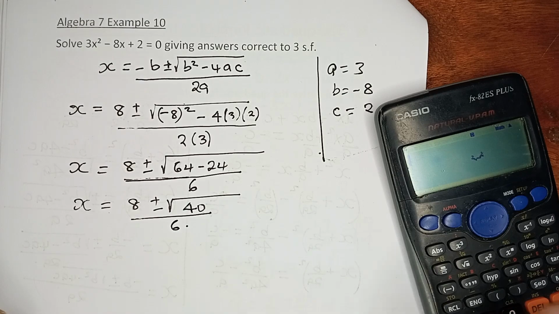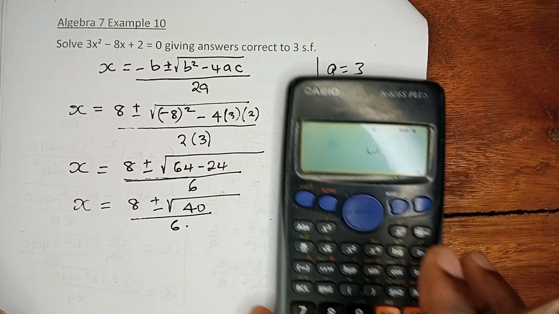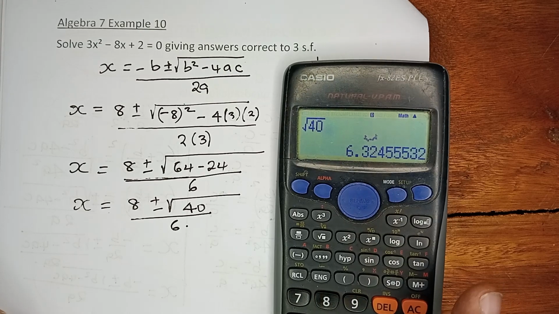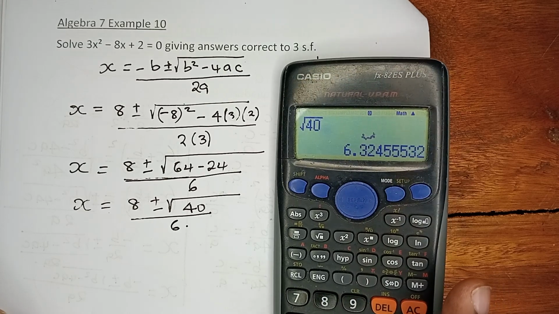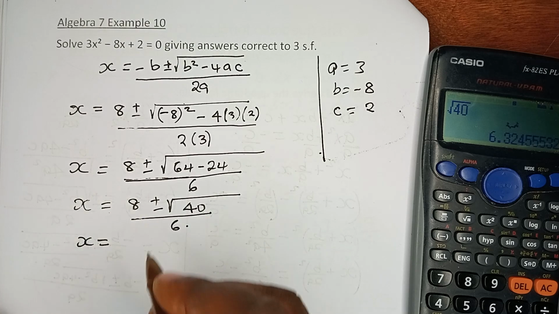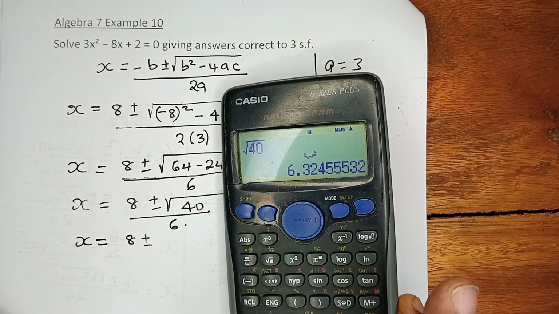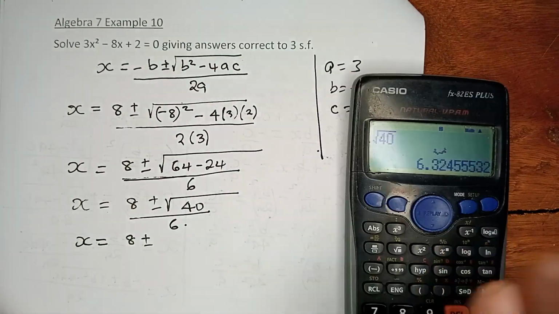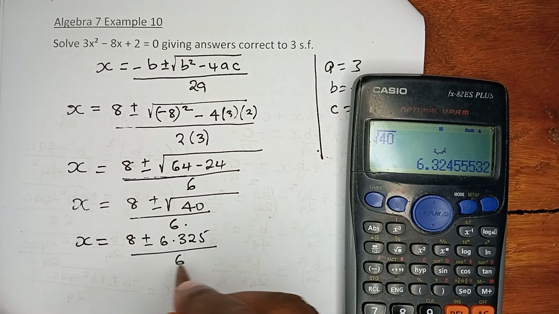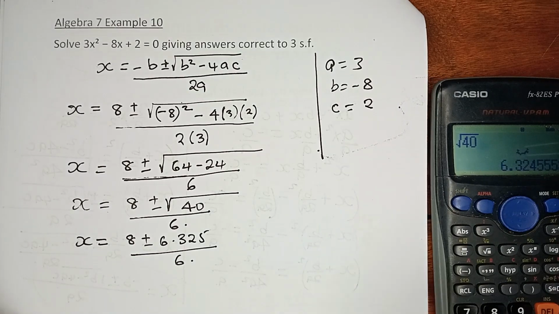Now, what is the square root of 40? Let us consult our calculator. The square root of 40, in decimal form, is 6.325. So we continue to have x equals 8 plus or minus 6.325, all over 6.